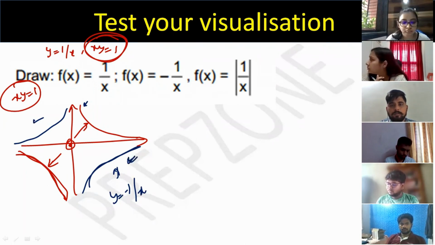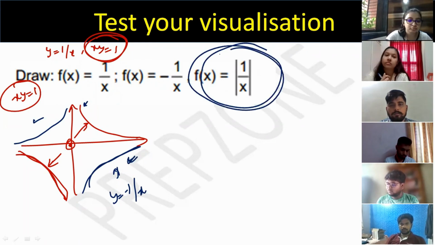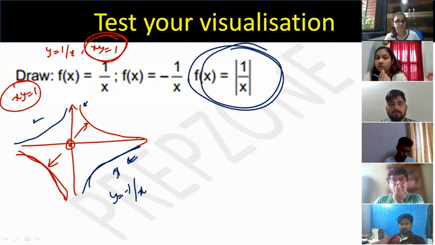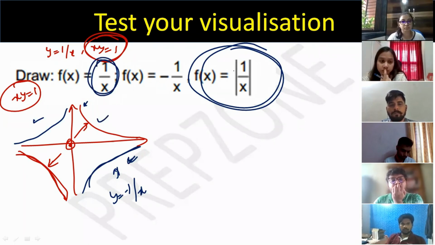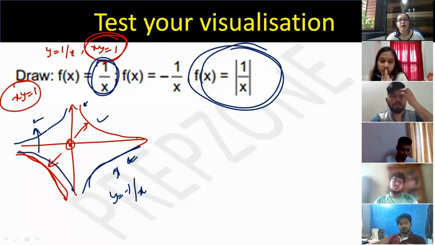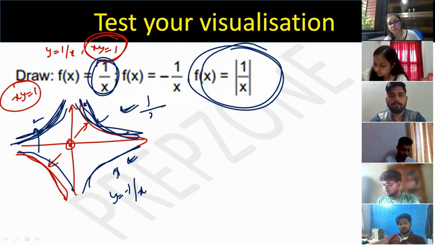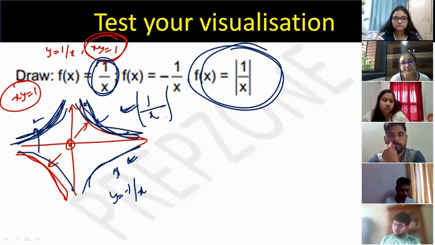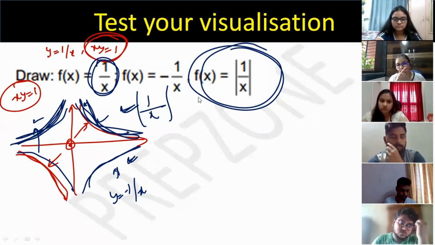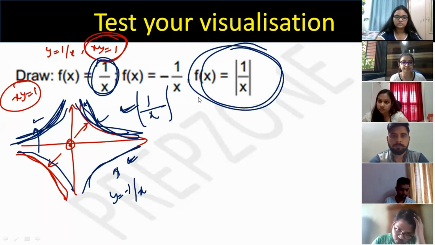Third was f(x) equals 1 by mod x, right? What is this graph? You have already plotted 1 by x, which was red marked. So this is nothing but its modulus. What happens in modulus? Whatever negative part there is has to be shifted up, right? So the graph will be something like this, in the first and second quadrant. This is 1 by mod x. Clear, everyone?